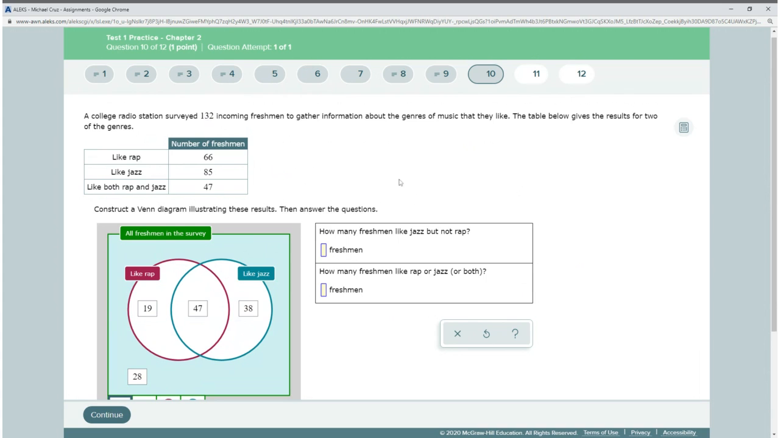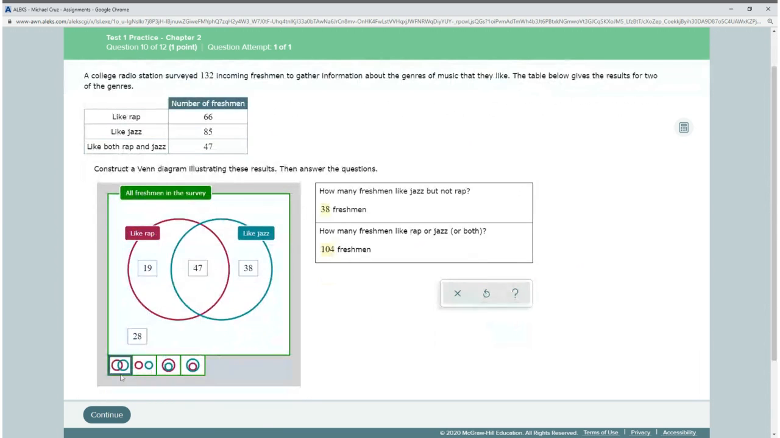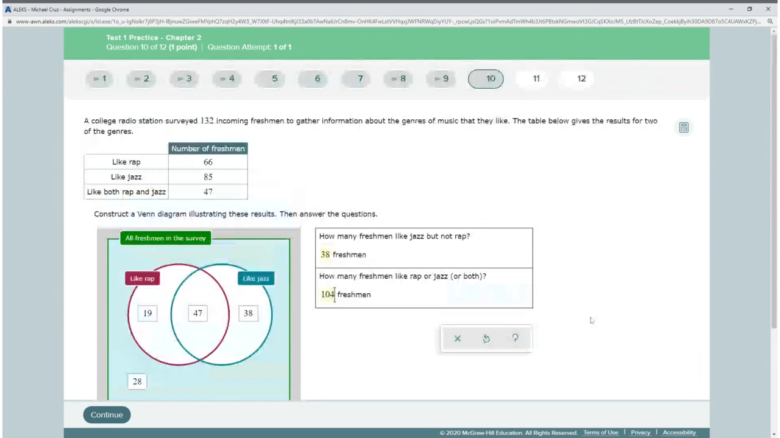Now, how many like jazz but not rap? In other words, they also say it as how many like jazz only? How many like rap or jazz or both? Well, we had already added that up. That was 104. Because remember, the 104 and the 28 get us back to the 132. And this is the one that we want. If there was no intersection for these, if this was 0, then you would use that one. And then you could also use one of these, but they're not in there. So let's go ahead and see if we can finish this baby.